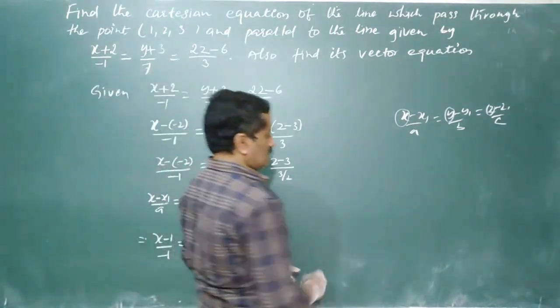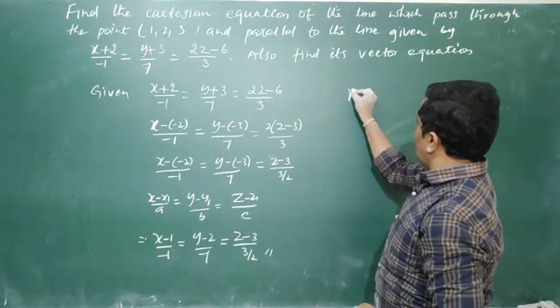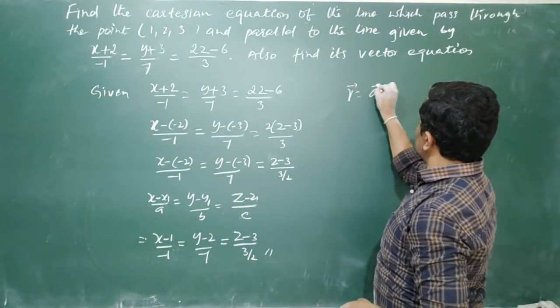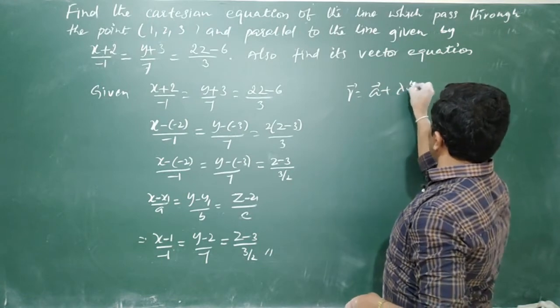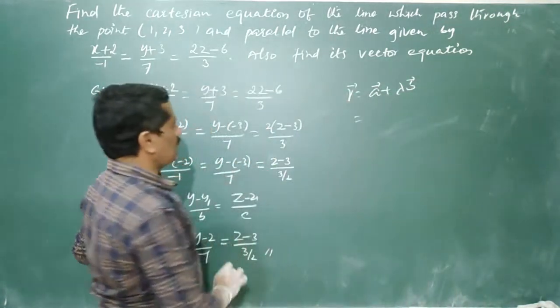Then we need to find the vector equation, which is given by r bar is equal to a bar plus lambda into b bar. Again that is equal to, what is a bar here?